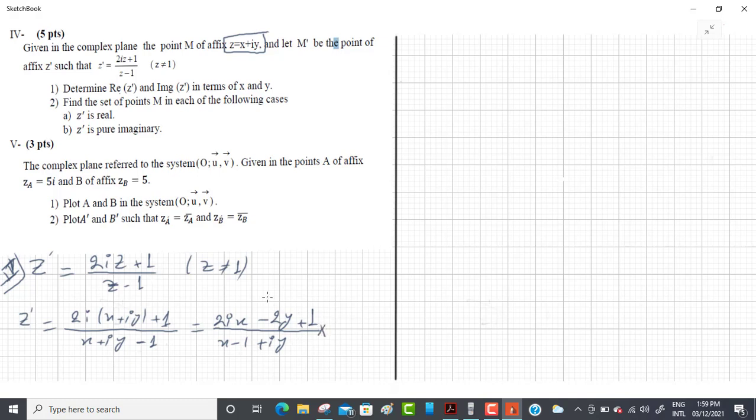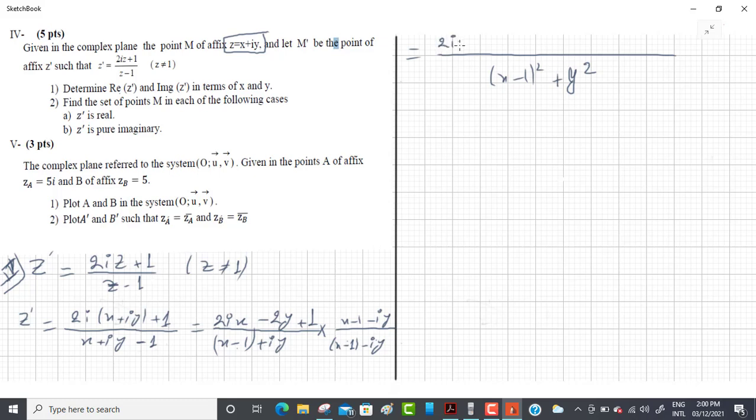Because to write this complex number in the algebraic form, you must multiply by the conjugate of the denominator, which is x minus 1 minus iy. You should multiply by the conjugate of the denominator in the numerator and the denominator, and we have to expand. In the denominator we have (a plus b)(a minus b), so it's always a square minus b square, but because we have i square, it will be plus y square. So it's always real part square plus imaginary part square. And then we have to expand.